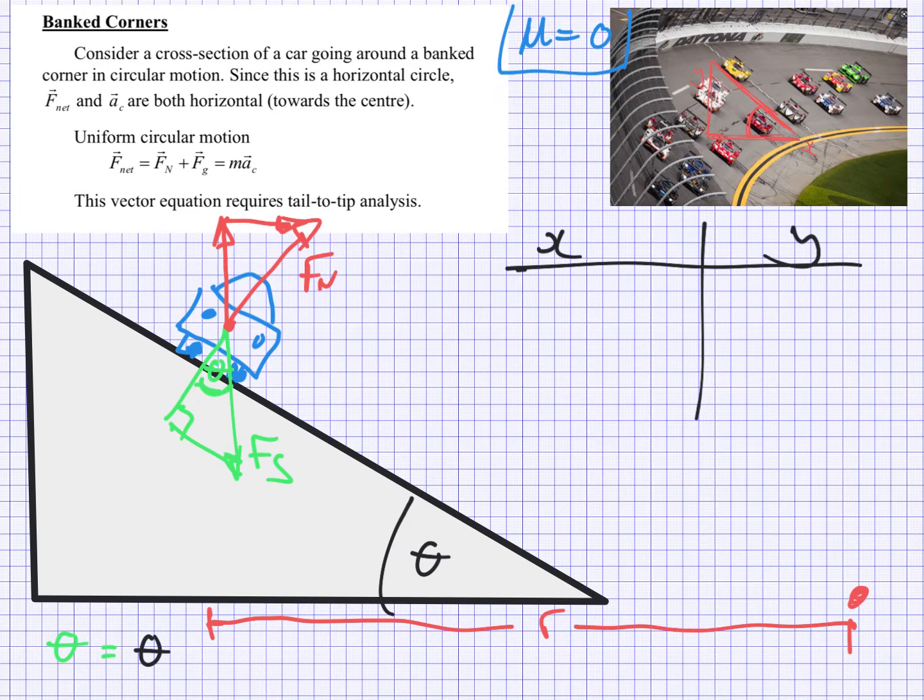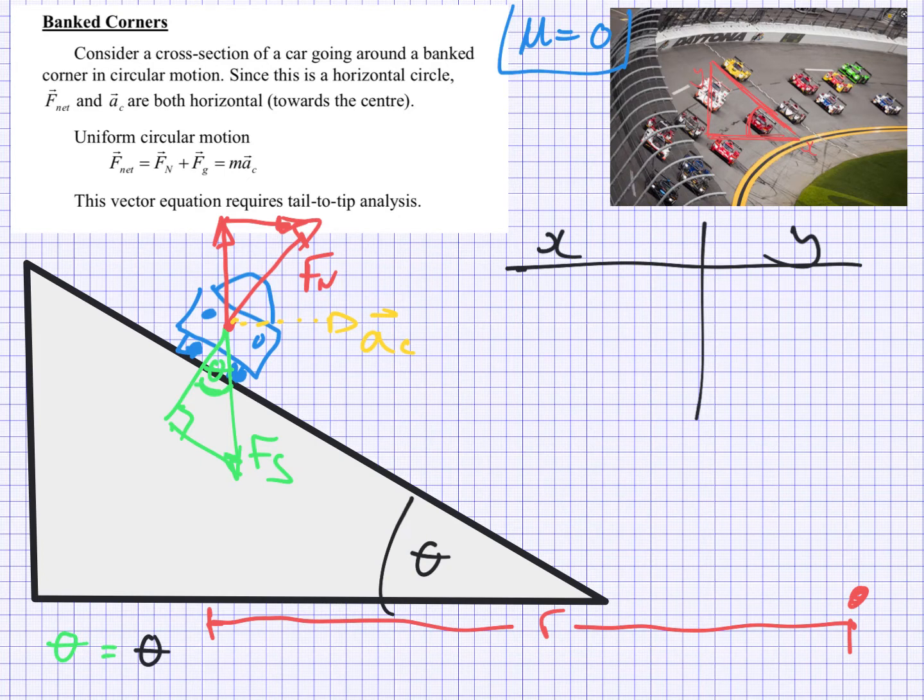So let's think about the y direction first, the up and down direction. So if we think about the car going around a circle. At this moment in time, it's coming straight towards us out of the page, but it's going in a circle. So based on our understanding of circular motion, we would say that there is an acceleration here. This yellow dotted line is the centripetal acceleration to the center of the circle.